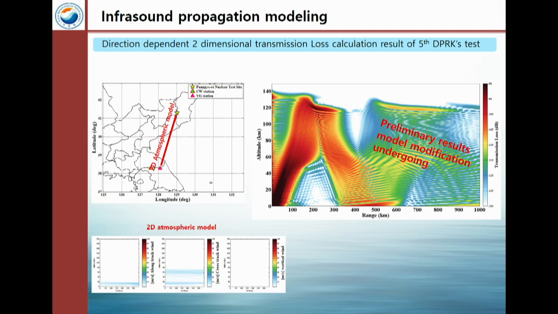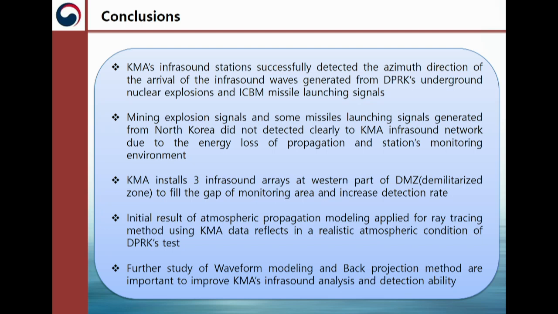Conclusions: the KMS infrasound station has so far successfully detected the arrival of infrasound waves for the DPR case, nuclear test, and ICBM missile launching signals. But a lot of local mining explosion signals, which are very low in magnitude, less than 2.0, and some ballistic missile launching signals from North Korea were not detected clearly in our network. Maybe energy loss of propagation and the station monitoring environment affect that result. And we will install 3 infrasound stations to improve our detection rate.